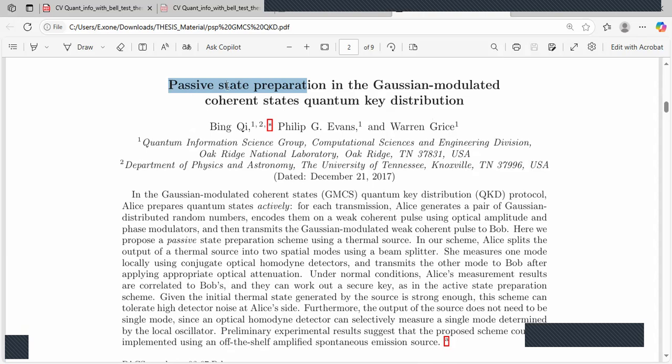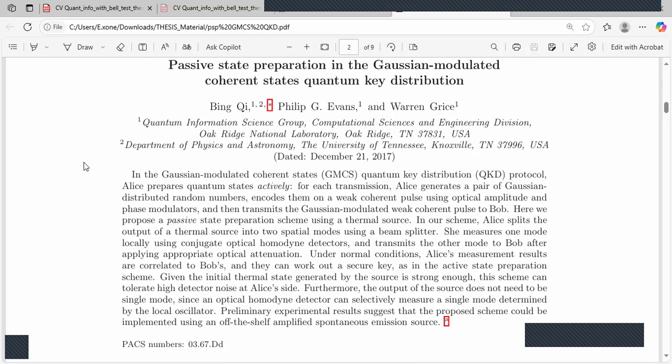This passive state preparation idea was first introduced in discrete variable quantum key distribution. It was used in decoy state quantum key distribution because of the very high transmission demand, and that's why the passive state preparation idea first came into being in discrete variable QKD.